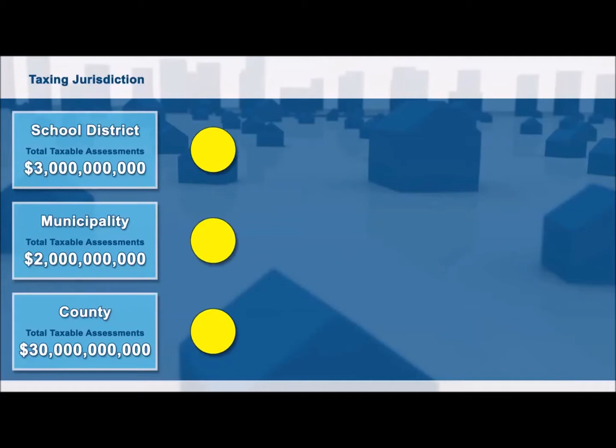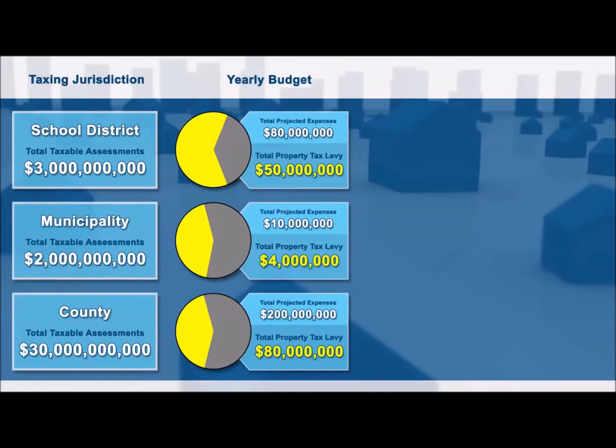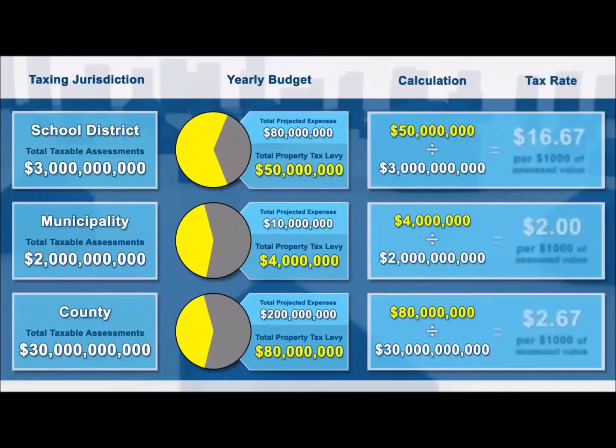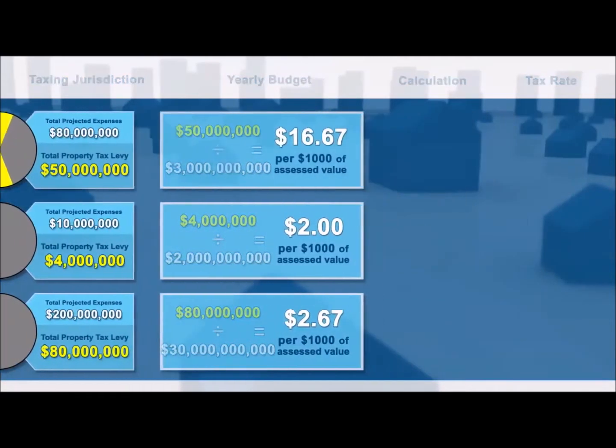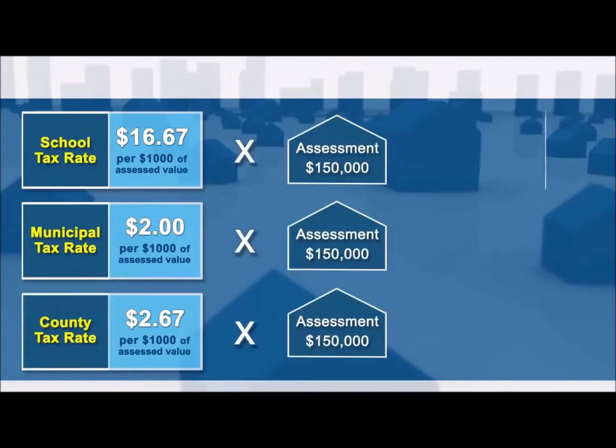They determine their budgets, the total projected expenses for the year, and then subtract all revenues from sources other than the property tax. The result is the levy, the total amount of property taxes to be collected. The tax levy is then divided by the total assessed value of the jurisdiction to arrive at the tax rate. Ultimately, your assessment will be multiplied by the tax rate to arrive at the property taxes you owe.